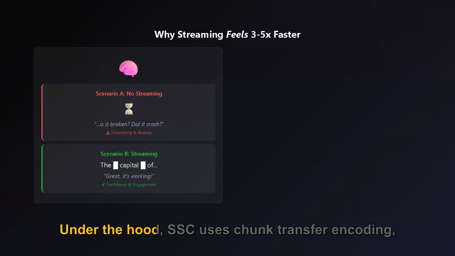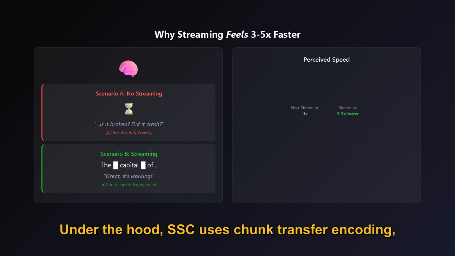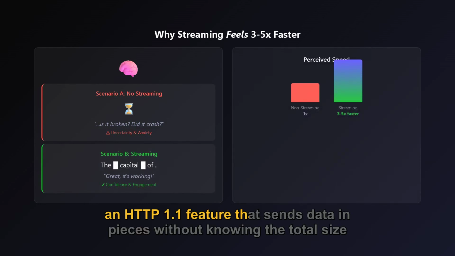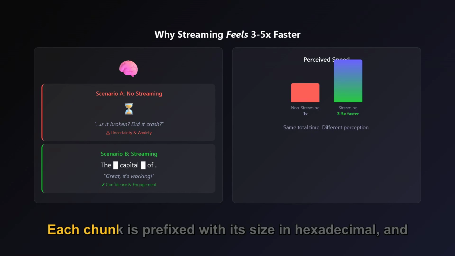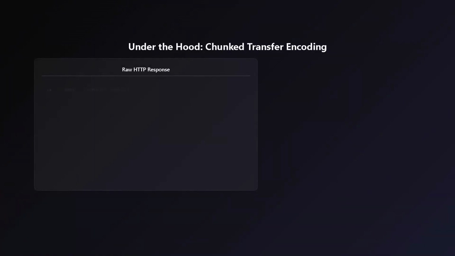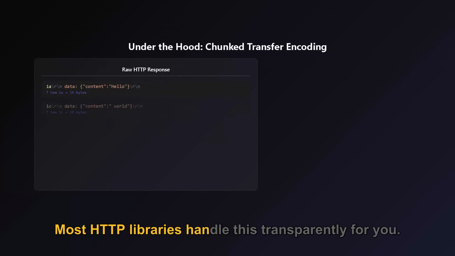Under the hood, SSE uses chunked transfer encoding, an HTTP 1.1 feature that sends data in pieces without knowing the total size up front. Each chunk is prefixed with its size in hexadecimal, and a final chunk of size 0 signals the end. Most HTTP libraries handle this transparently for you.